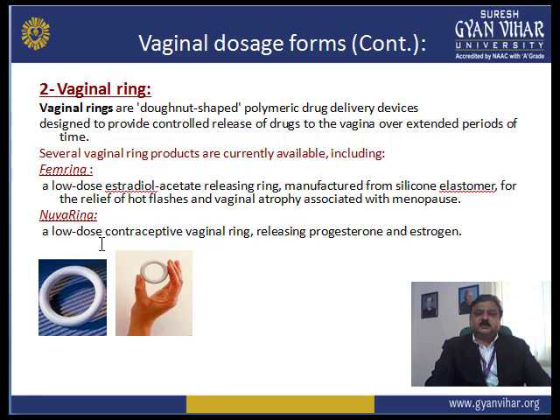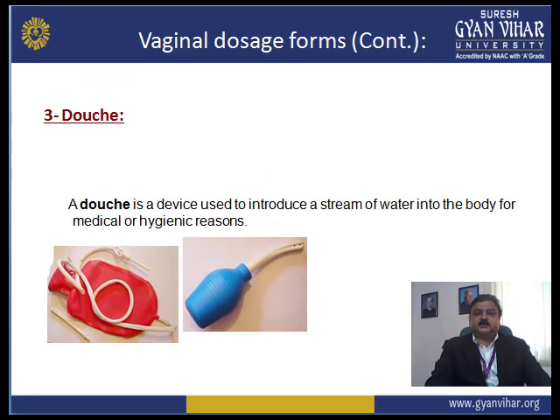And Novo rings, it is a low dose contraceptive vaginal ring that is releasing the progesterone and estrogens, right? So these are the vaginal rings and suppository.